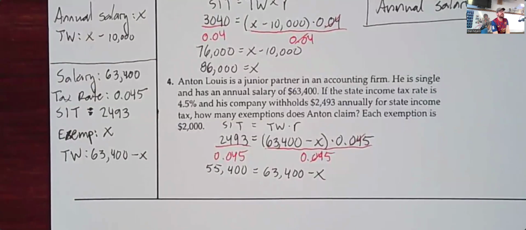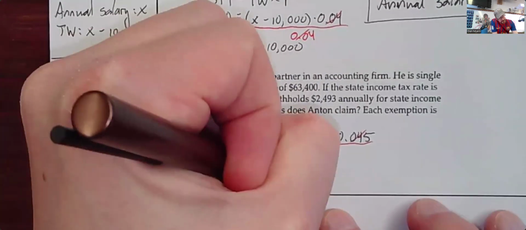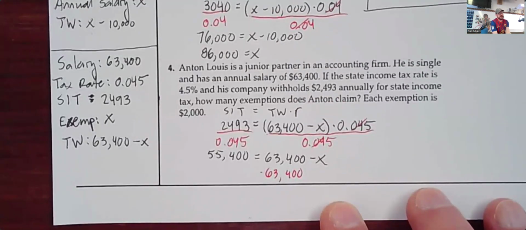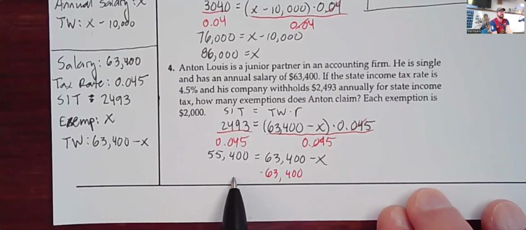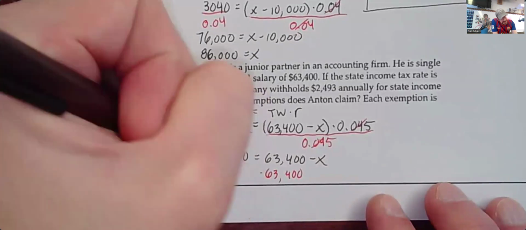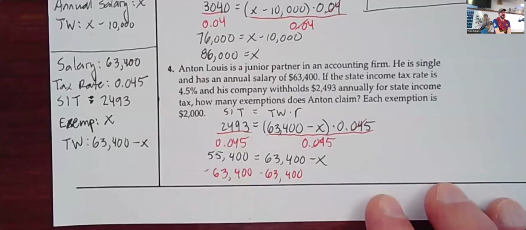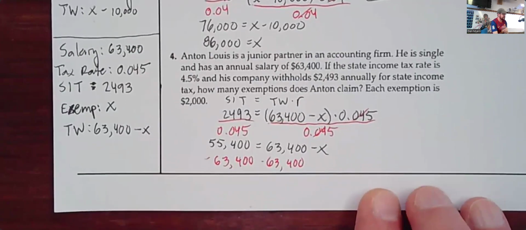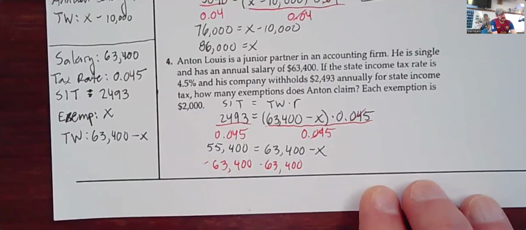What's next? I'm going to go with that. I like to keep my X over here, because if we bring this over, we'll have 0 there, which you could do and then add the X to the other side. That's fine. That actually is perfectly fine. There's nothing wrong with that. I'm going to write this, though, because things get a little funky when we do that subtraction. What is 55,400 minus 63,400? It's negative 8,000.